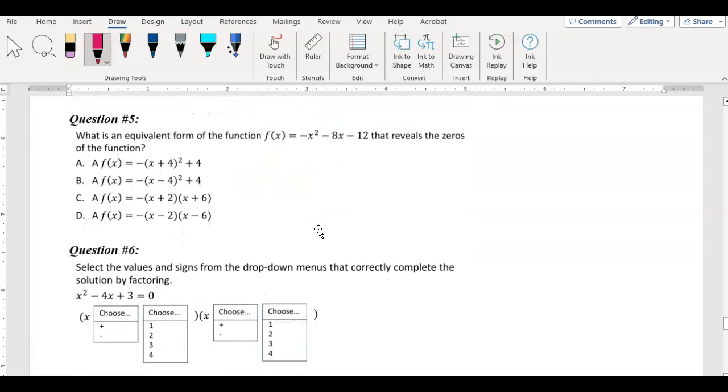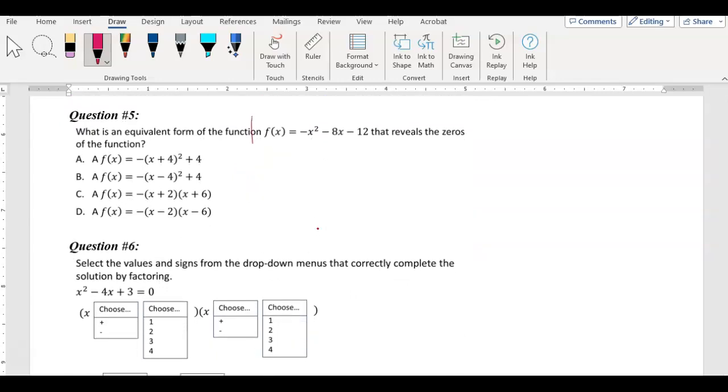All right, question 5. What is the equivalent form of this function that reveals the zeros of the function? So you don't even need to do a lot of math for this. These first two forms are vertex form. So they don't show you the zeros, they show you the vertex. We can eliminate A and B. This is vertex form. This gives us a vertex of -4, 4 and 4, 4. We don't need that. We're asking for the zeros. So it either has to be C or D.